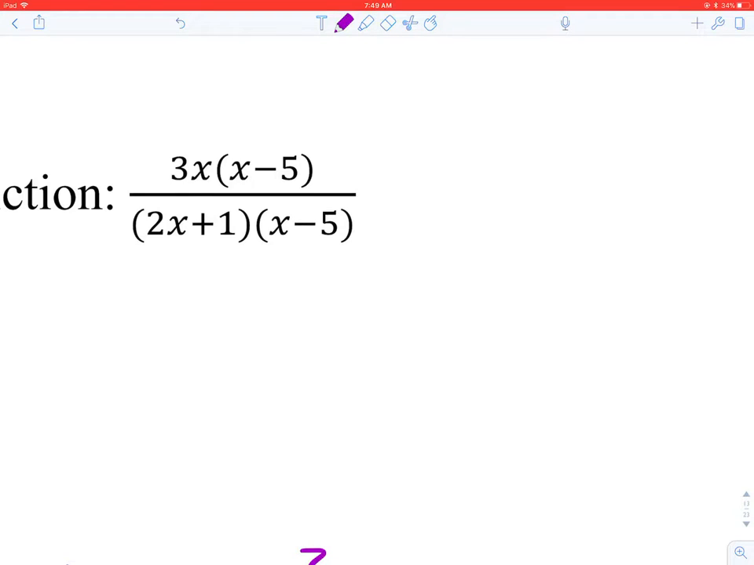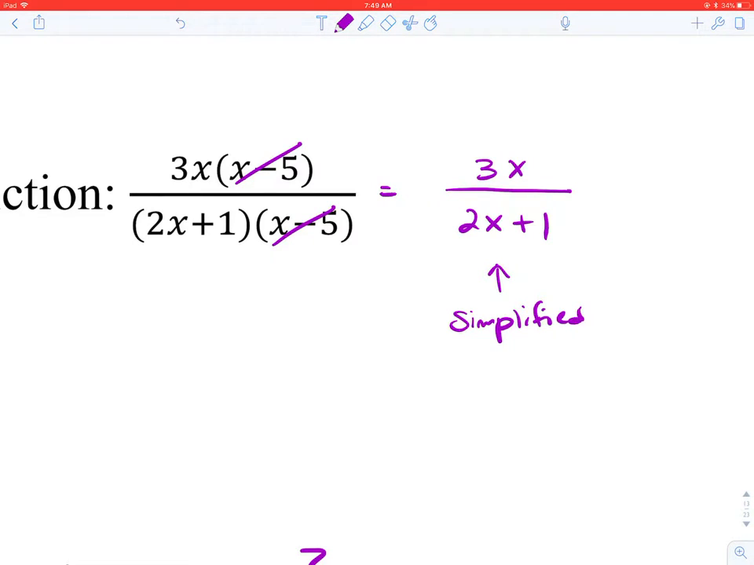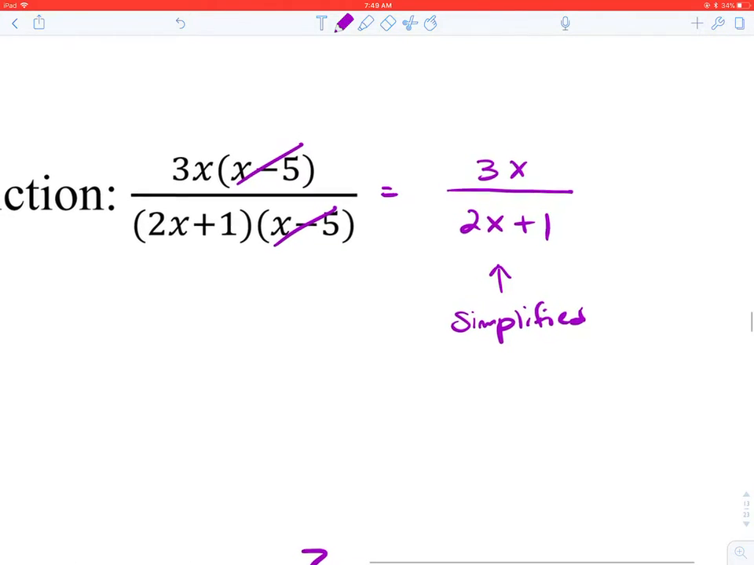So we can now see that we have an x minus 5 in the numerator that will cancel with an x minus 5 in the denominator, leaving us with 3x over 2x plus 1. So here's the simplified version of that rational expression. We have no common factors in the numerator or denominator.